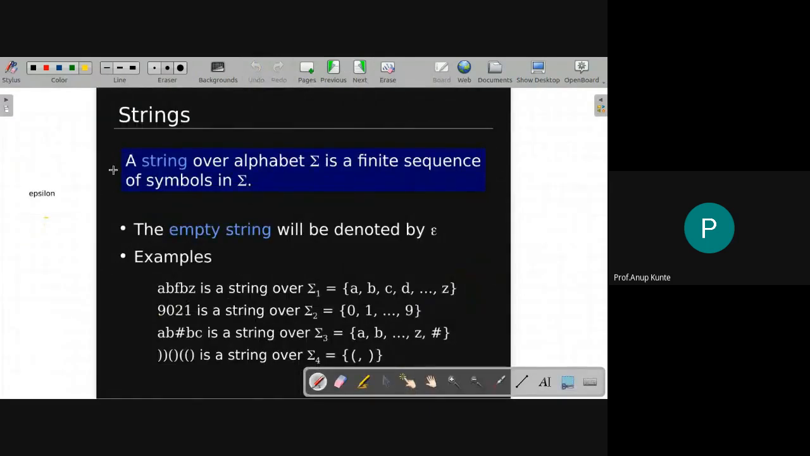Now, a string over an alphabet is a finite sequence of symbols in sigma. The thing you should remember is that it is a finite sequence of symbols attached together using the dot operator or concatenation operator. For example, if I have ABCDZ, then ABFBZ is a string over sigma 1. 9021 is a string over sigma 2, which is of length 4. This is of length 5. And this is a string over this new sigma, and this is a string over sigma 4.